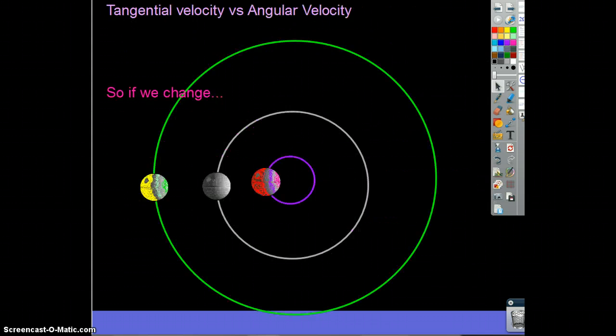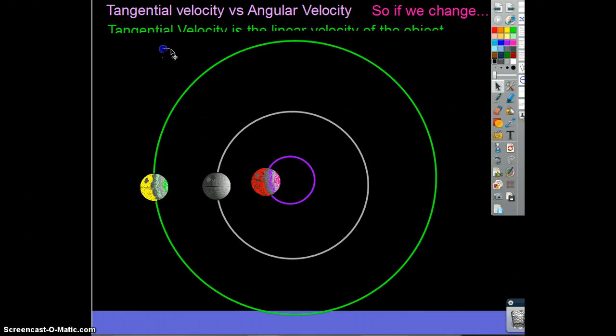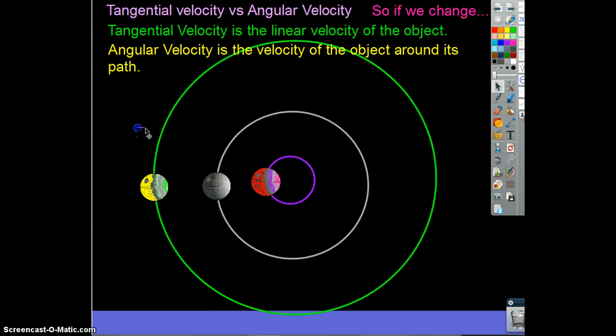Let's look at some examples. Tangential velocity and angular velocity in comparison with one another. First off here, tangential velocity is the linear velocity of the object, meaning in one line, how fast is it going? Angular velocity is the velocity of an object around its path.